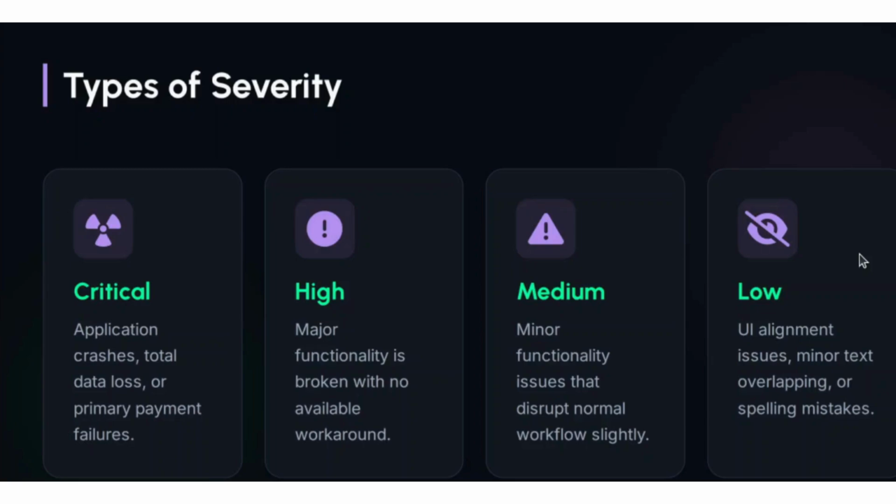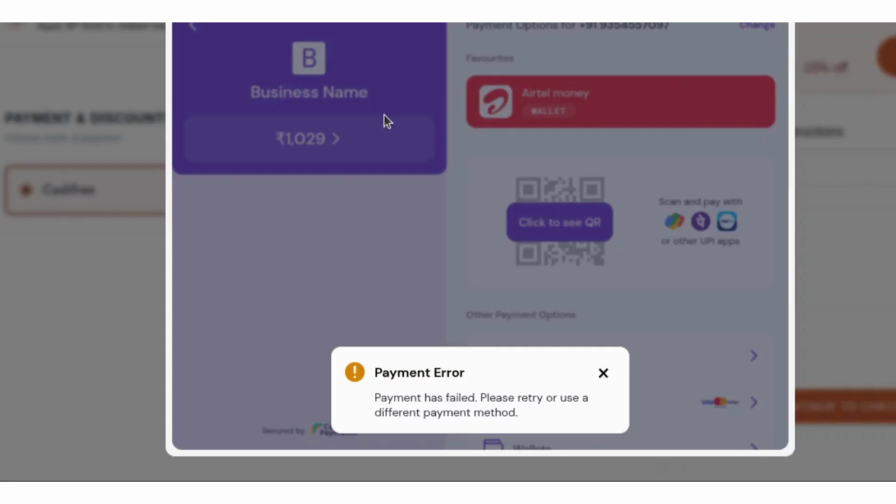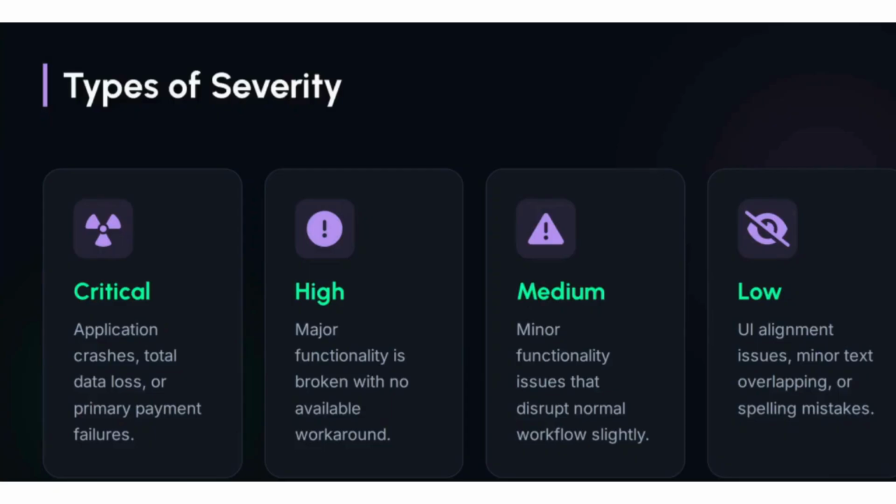Now we discuss the first one, critical severity. The application crashes completely, there is data loss, or payment functionality fails. For example, the login page crashes whenever the user enters the credentials. I will give one more example: after the user enters full details, they get a failure message, and the payment is debited from the account. This is called critical severity.